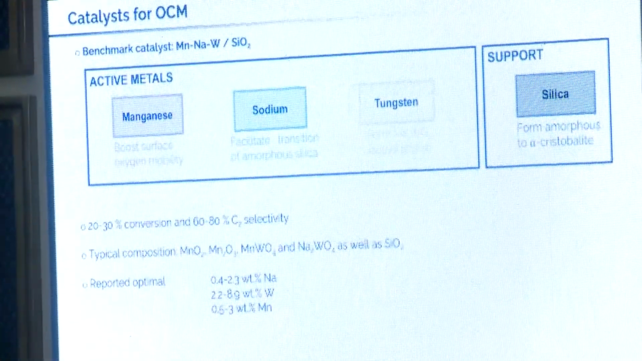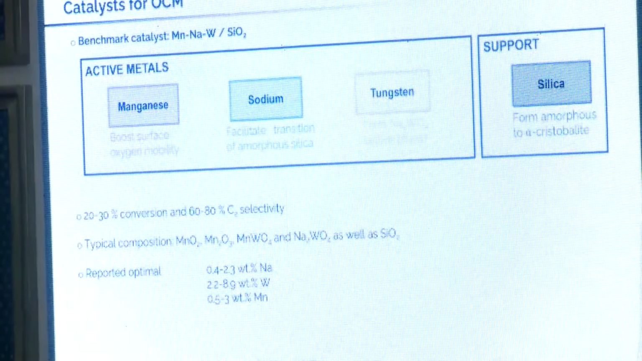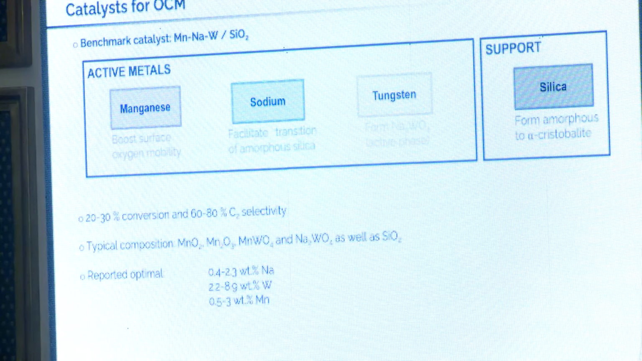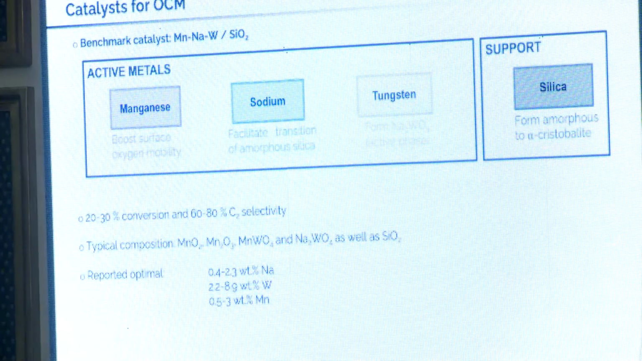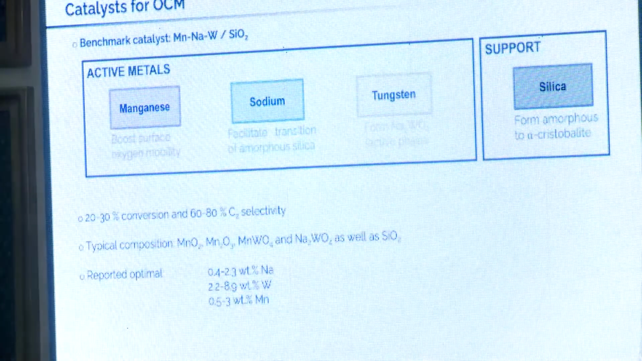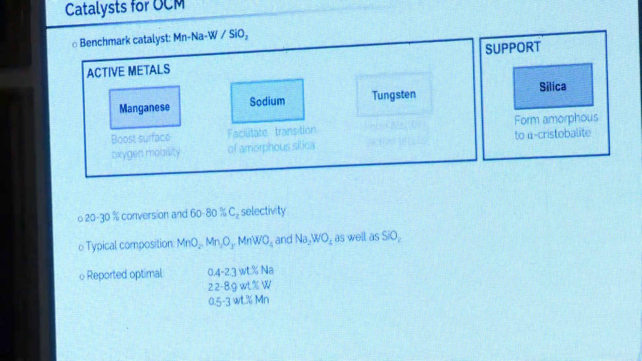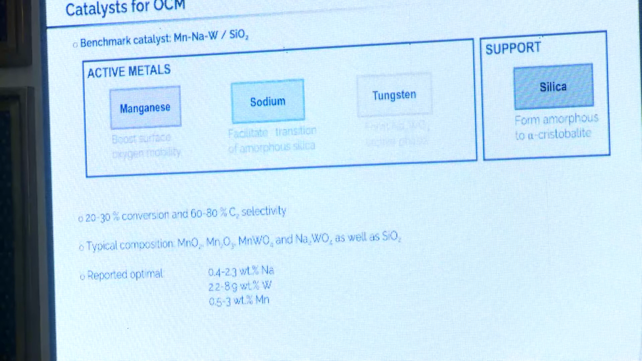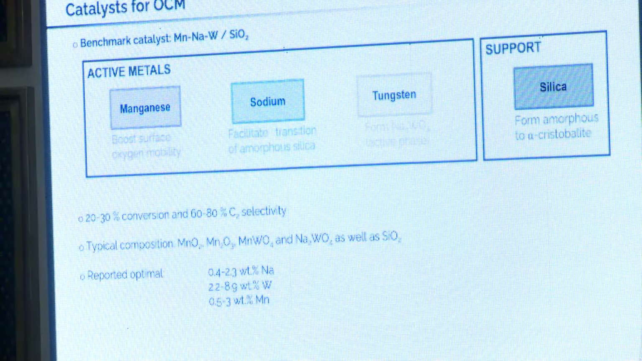The role of sodium is that it decreases the transition temperature from around 1500 degrees C to around 700 or 800 degrees C. At the same time, tungsten typically forms sodium tungstate, which is a recognized active phase in the literature. With this trimetallic catalyst supported onto silica, typically around 20 to 30% methane conversion and 60 to 80% C2 selectivity are attained.